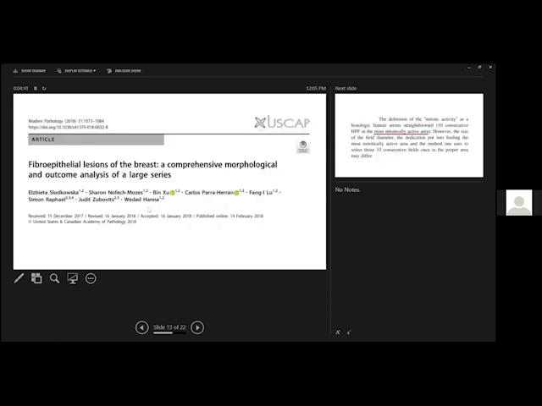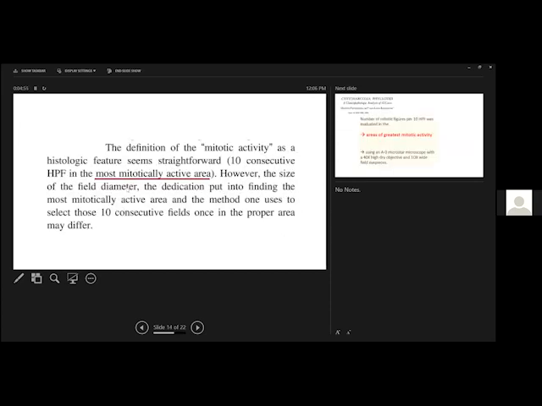In 2018, our colleagues from Sunnybrook, including Sharon, published this comprehensive morphological and outcome analysis of a large series in fibroepithelial lesion, and they recommended to use 10 consecutive high power fields in hotspot. And they mentioned the size of field diameter, dedication put into finding the most mitotically active area, and the method one uses to select those 10 consecutive fields once in the proper area may differ.